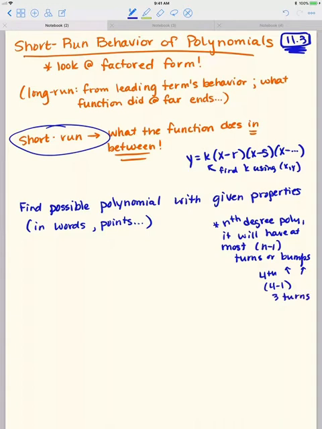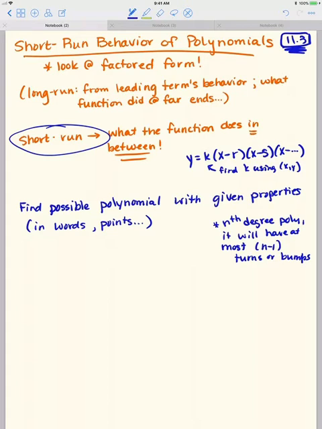And that's at most. It could have no turns, it could have 1 turn, it could have 2 turns, but at most 3 turns. So it could come down and just have 1 turn, but it'll depend on the zeros, the y-intercept, and the other behavior. But it'll have at most n minus 1 bumps or turns.